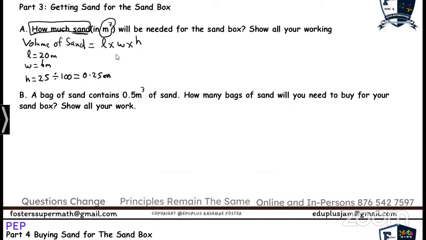What do I do now? How do I get the final answer now? Tell me what to multiply now. 20 times 6 times 25, and everybody multiply that.